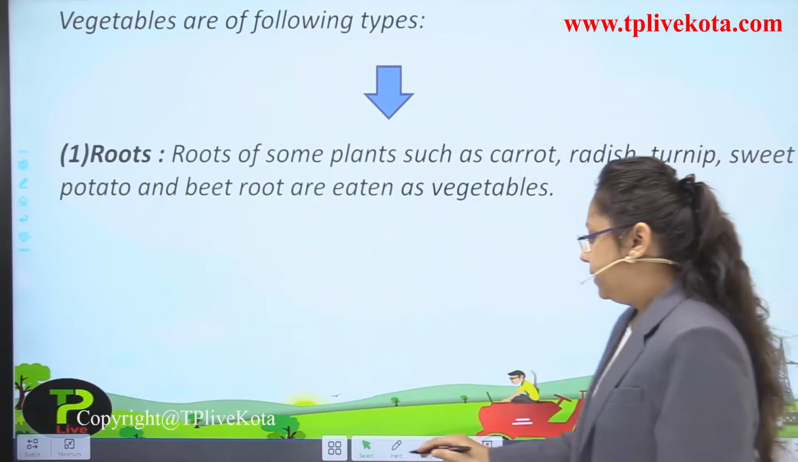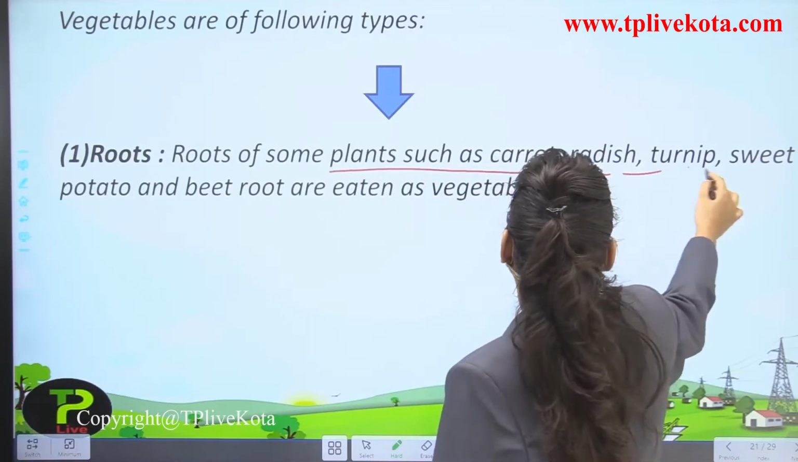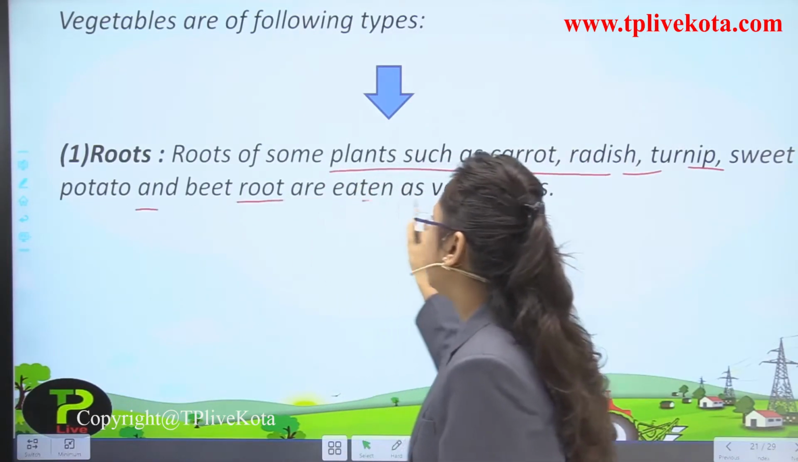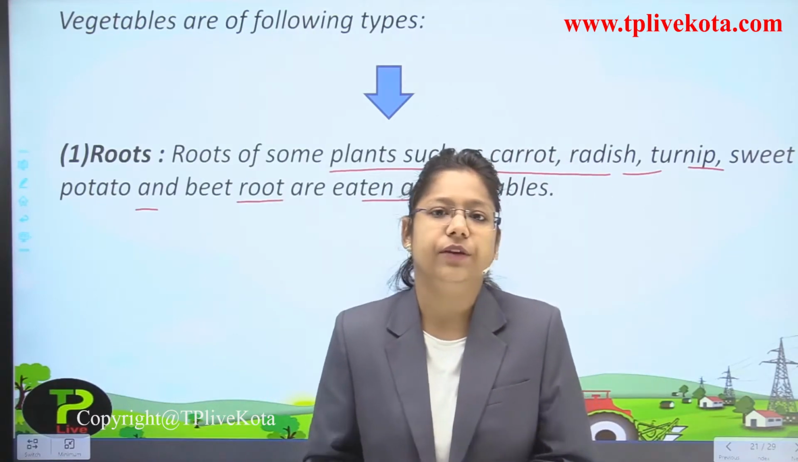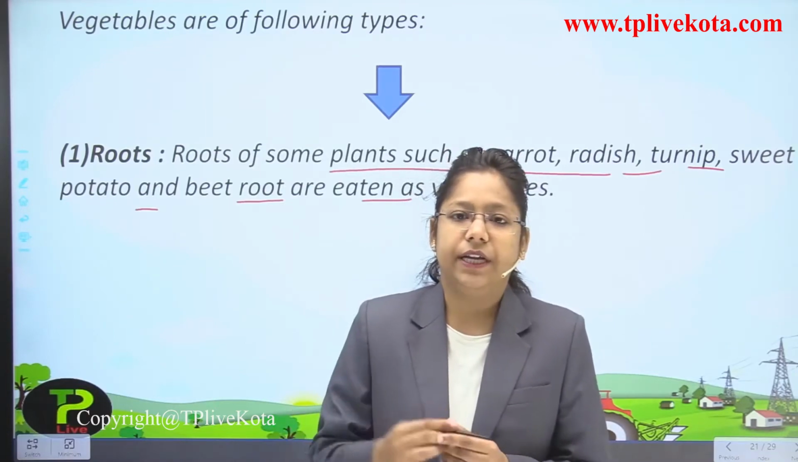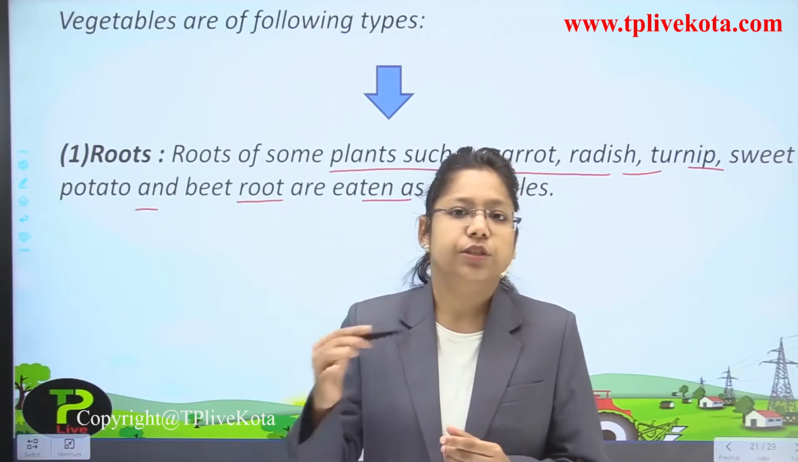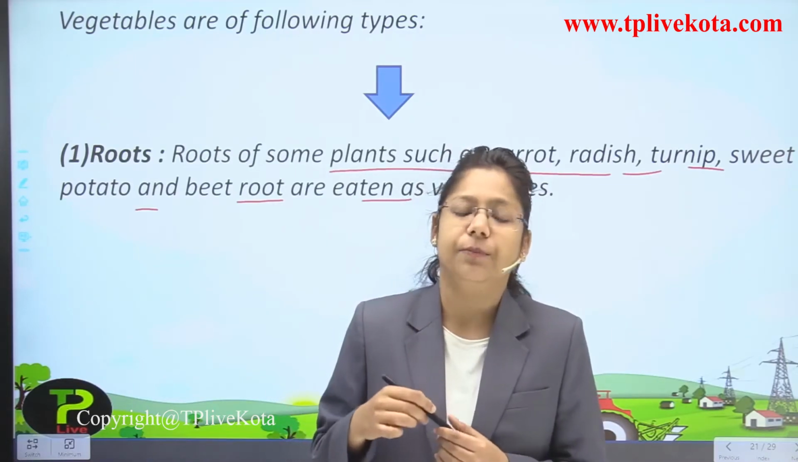roots. Some plants such as carrot, radish, turnip, sweet potato and beet are eaten as vegetables. You know this thing, in our daily routine we eat carrot. We eat carrot, we eat turnip, we eat radish. So these are the root parts of the plant which we consume for our basic needs.